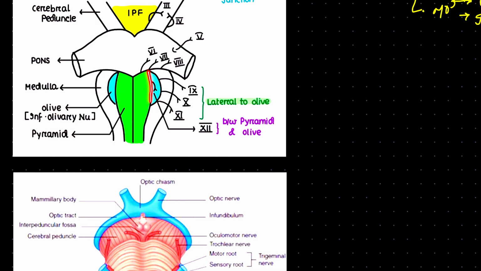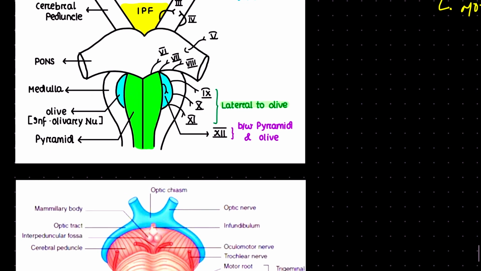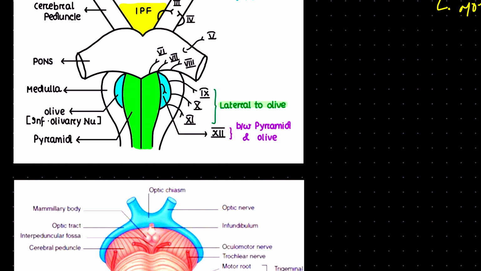Now between these pyramid and olive, there is arising one cranial nerve, and that is our 12th cranial nerve. This is the only nerve that will arise between the pyramid and the olive. This is our olive, and this is our pyramid, and the cranial nerve that is originating between these two structures is our 12th hypoglossal cranial nerve.